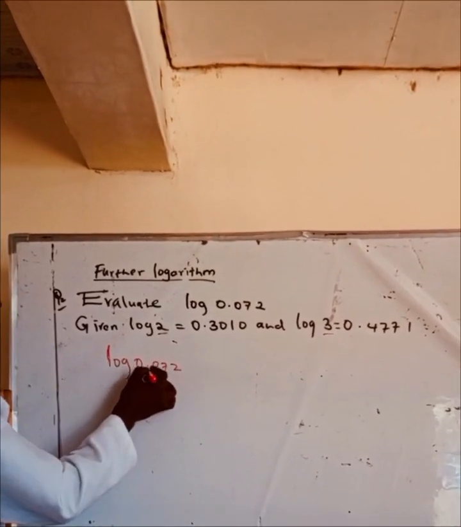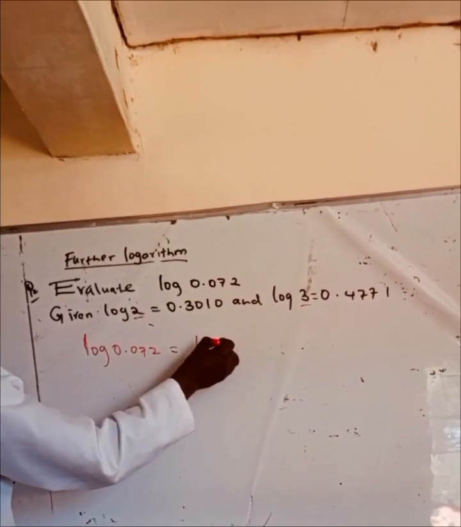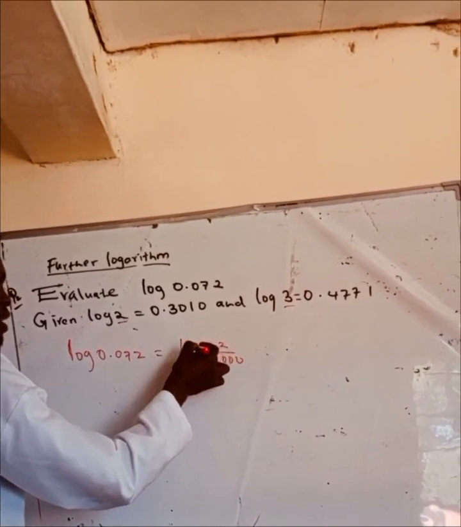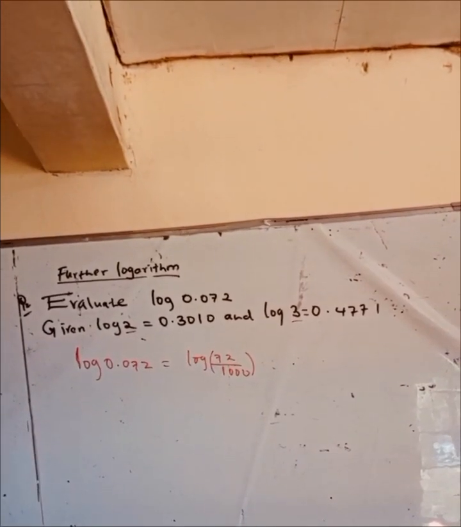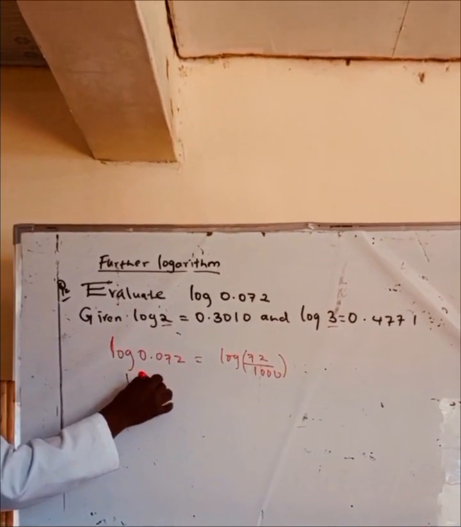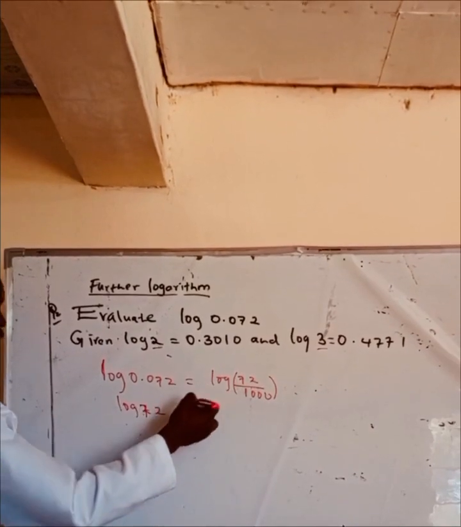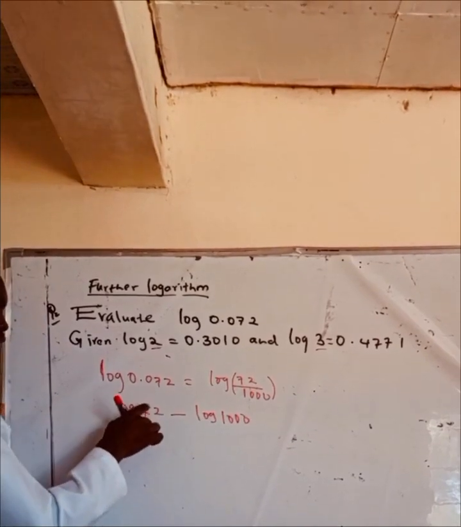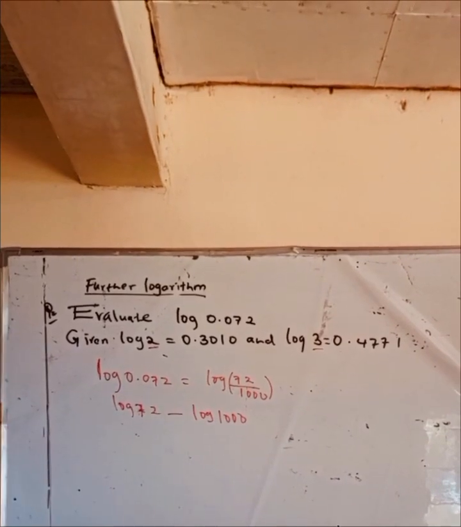Now we know that this 0.072 can be written as log 72 divided by 1000. And this again can further be written using rules of logarithm. It can be written as log 72, because this is a division, we subtract log 1000. So this, log 72 minus log 1000, is the same as log 72 over 1000.